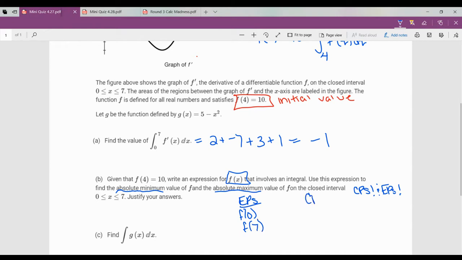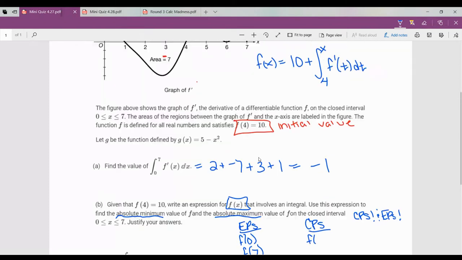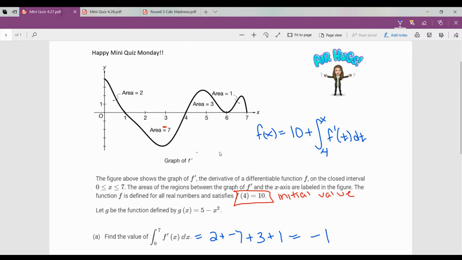And then my CPs, critical points are where the derivative equals 0, where here's my graph of the derivative. So I've got 1, 4, and 6. 7, I'm not going to circle because that's an endpoint. Now, from 1, it goes from a positive to a negative, so I would say that that is a relative maximum. At 4, it goes from a negative to a positive, and I'm talking about f prime, so that would be a relative minimum.